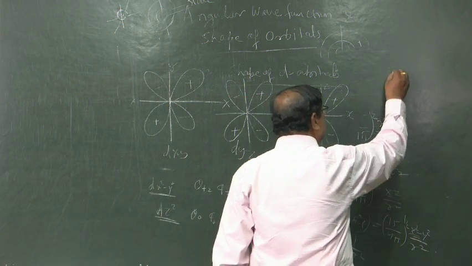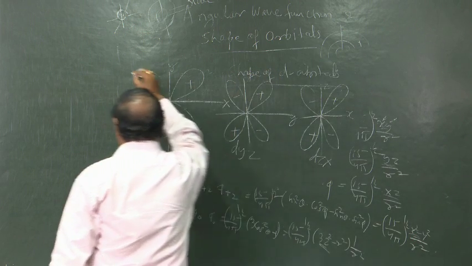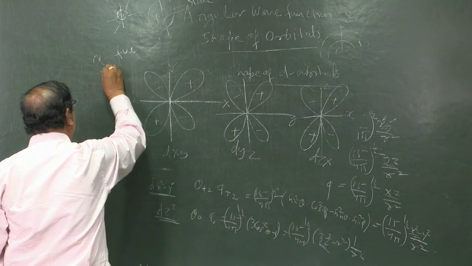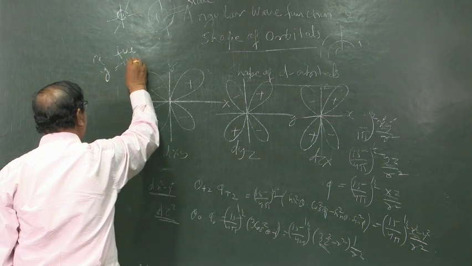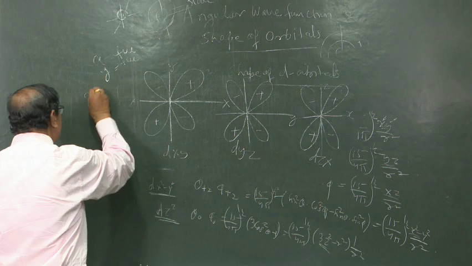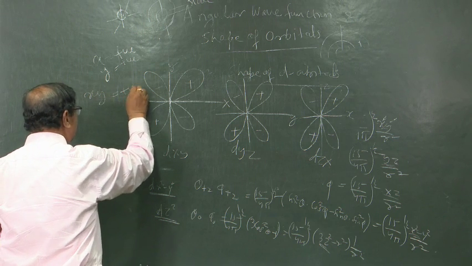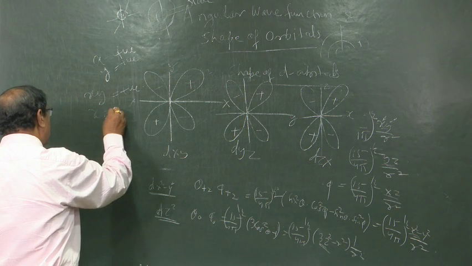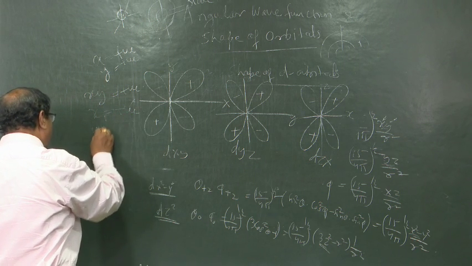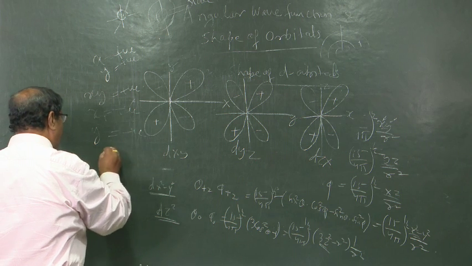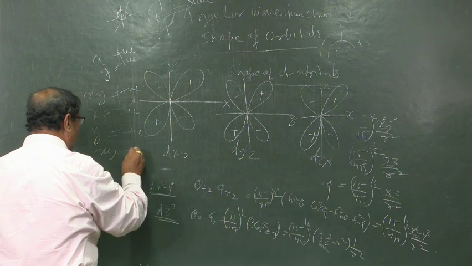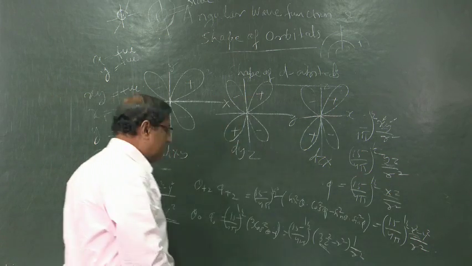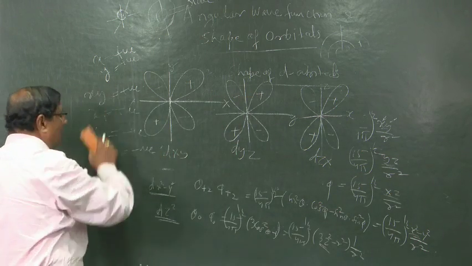If x is positive and y is positive, then xy will be positive. If x is positive and y is negative, then xy will be negative. In this way, similarly for the yz and zx orbitals. So, the sign depends on the values of x and y.